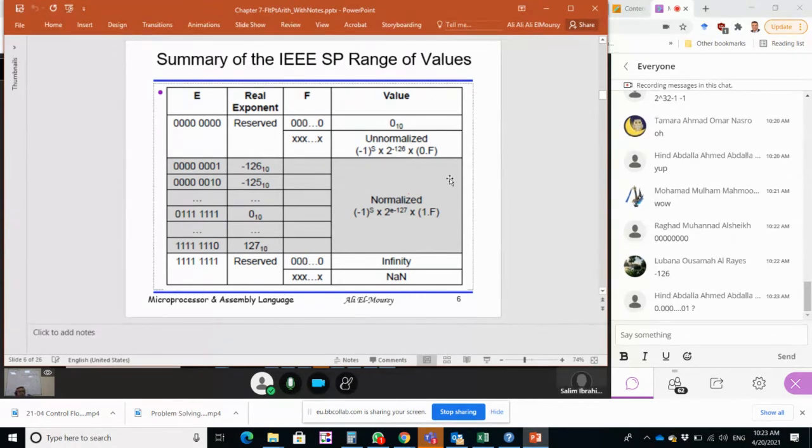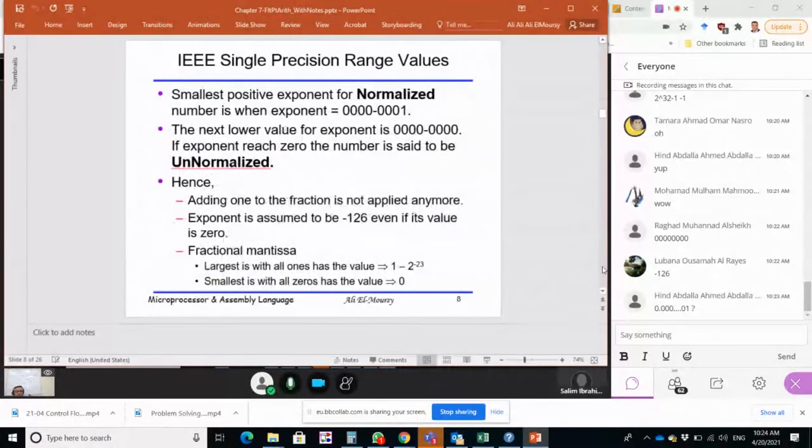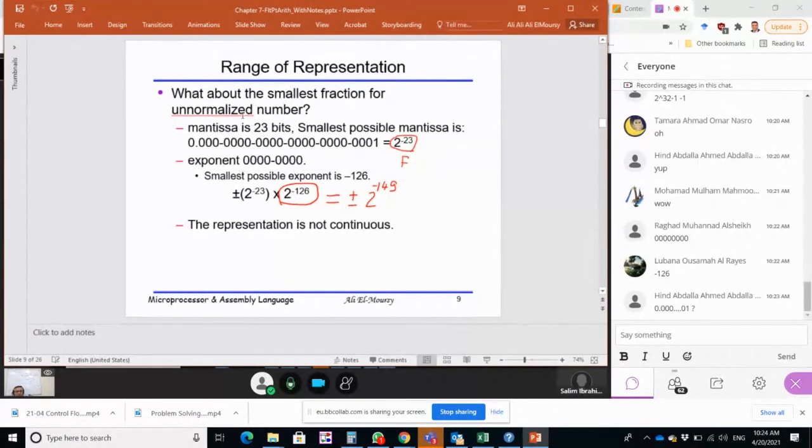مظبوط كده يا هاني. What's the value of this? It is the fractional Mantissa that has all zeros except the least significant bit. This is the smallest fractional Mantissa ever. صح؟ يبقى what is the value of this fractional Mantissa? When I have all zeros except the least significant bit, it has the value 2 to the power minus 23. يبقى the smallest fractional Mantissa ever is 2 to the power minus 23.